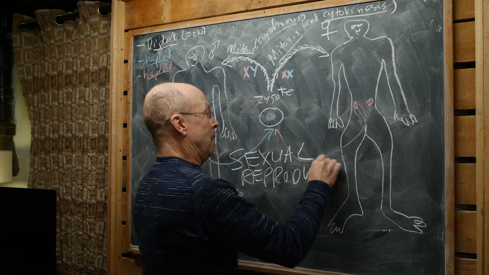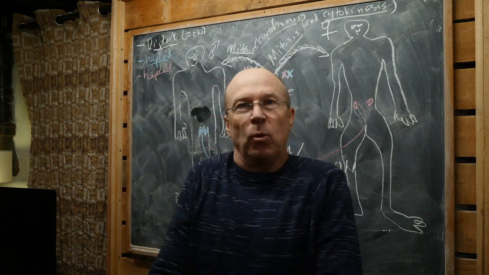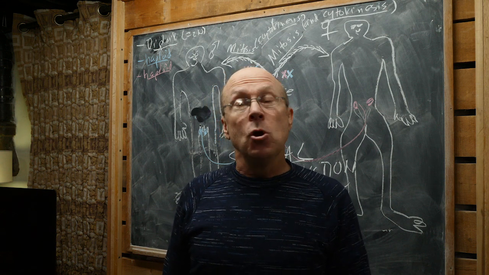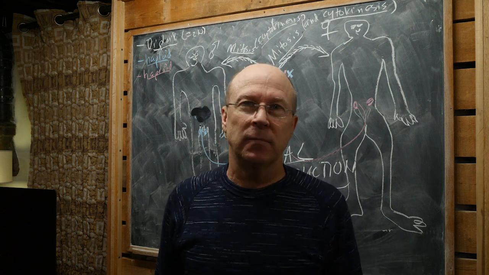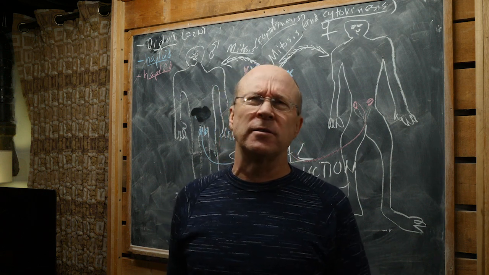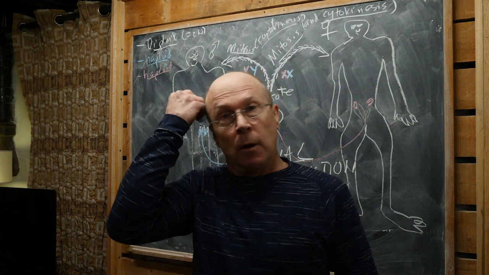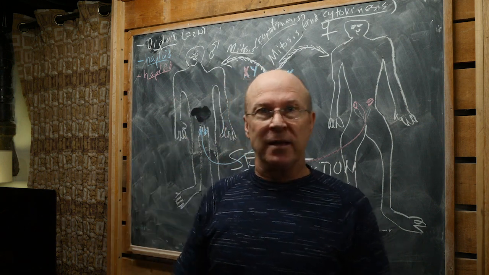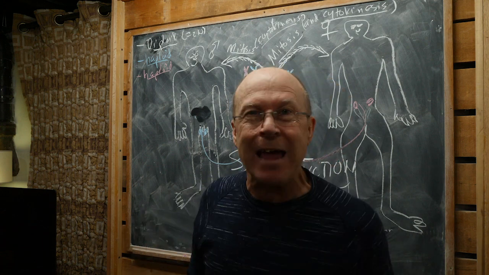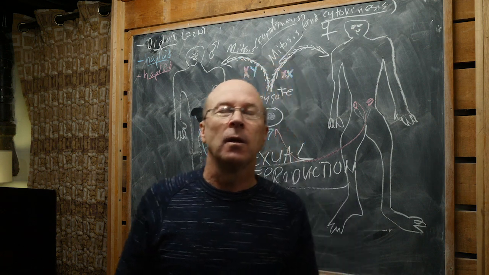Now, the question I want you to answer is simple. Can we, Homo sapiens, reproduce asexually? That's the question on the table. And I imagine that you all know the answer immediately. Big fat no. We cannot reproduce asexually. There are some animals and some plants and some other organisms that not only can reproduce asexually, but some of them absolutely rely on it.